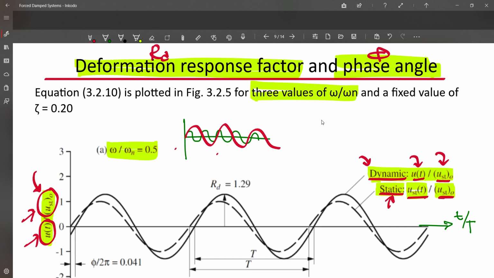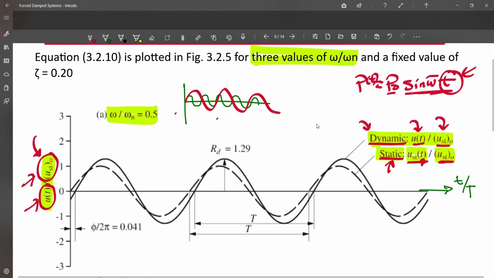Static also changes with time because we are talking about U static of t, which is related to the forcing excitation. It is static in its nature, but it changes with the sinusoidal function, sine omega bar t, P node. This is the forcing term, P node sine omega bar t. So it changes with time. Our applied force is changing with time. So we are comparing between the two.